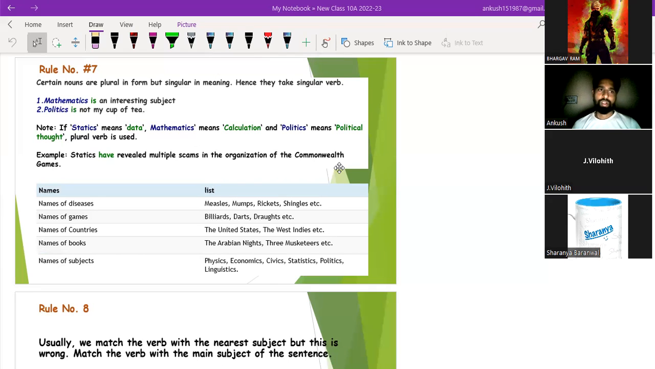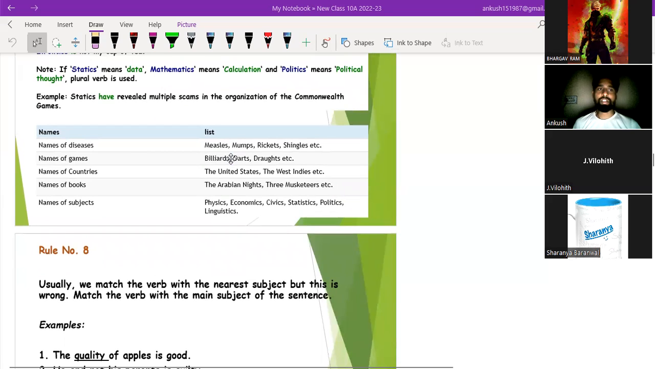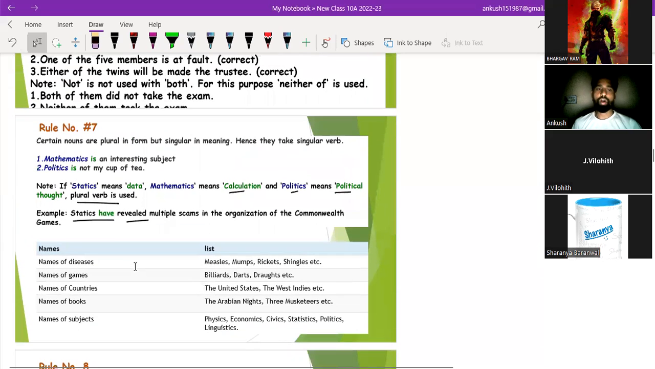Okay, don't worry. So mathematics, politics, economics, such words look like they're plural, but they do not take the plural verb. Okay, they just take the singular verb. Like example, statistics have revealed. Here let us understand this one. Statistics means data, mathematics means calculation, and politics means political thought.